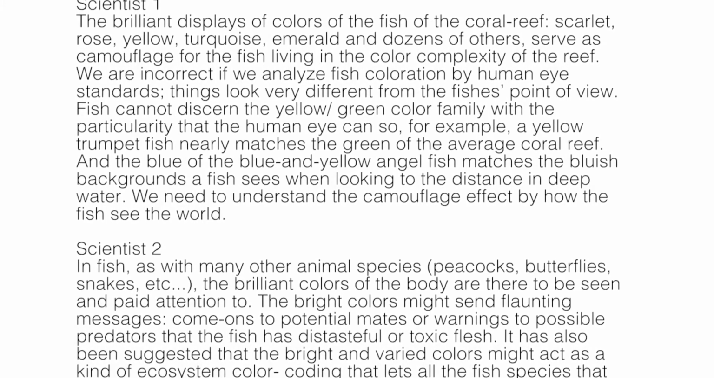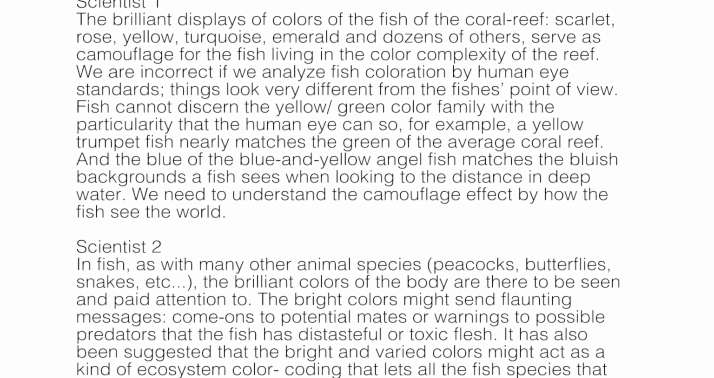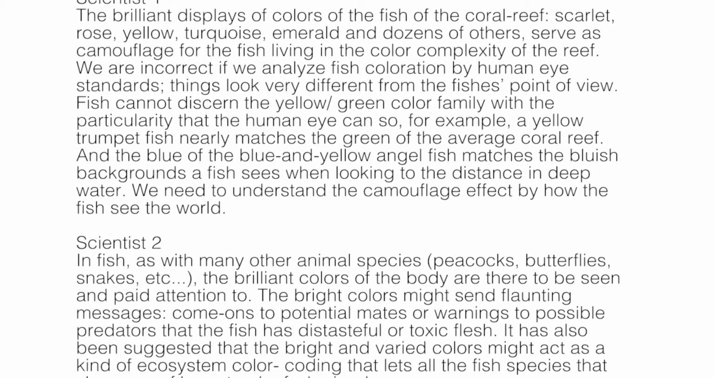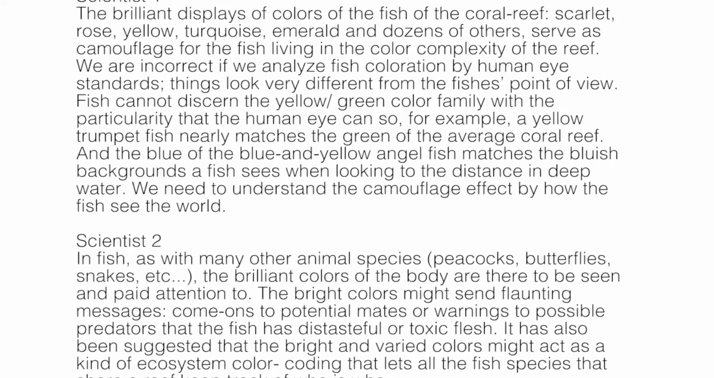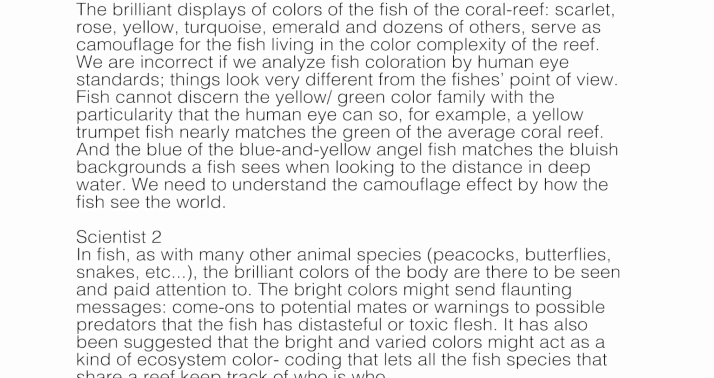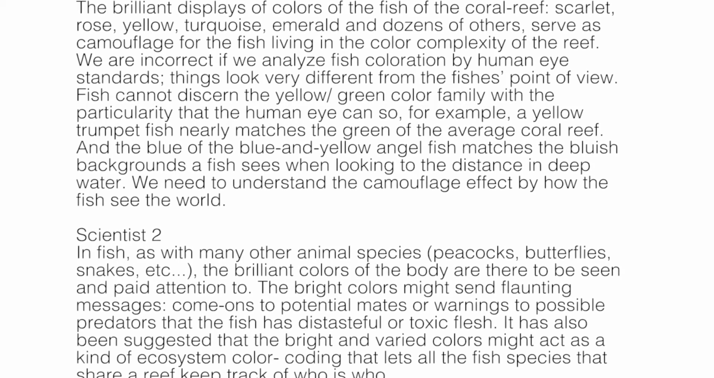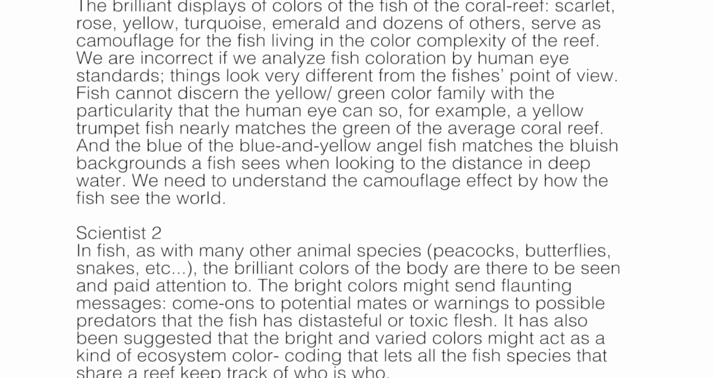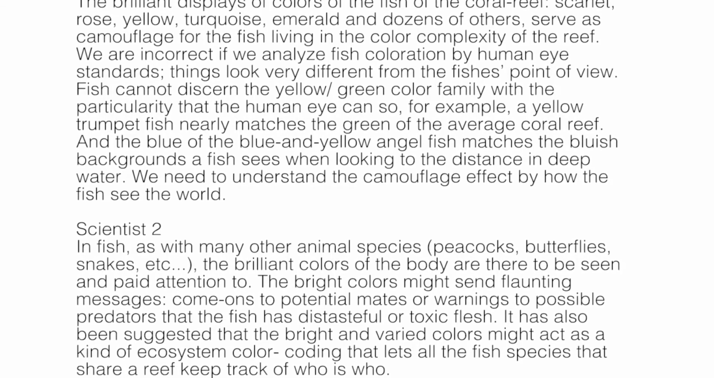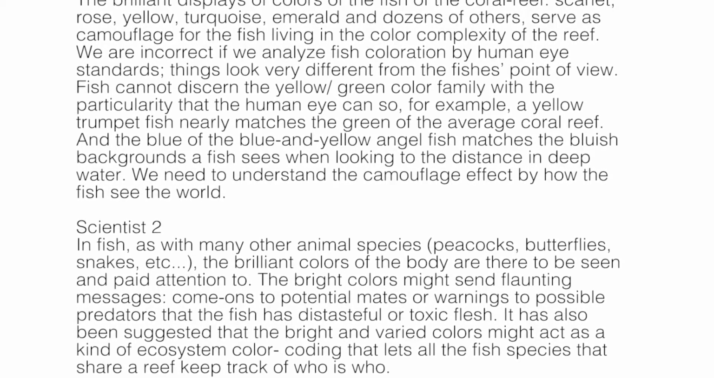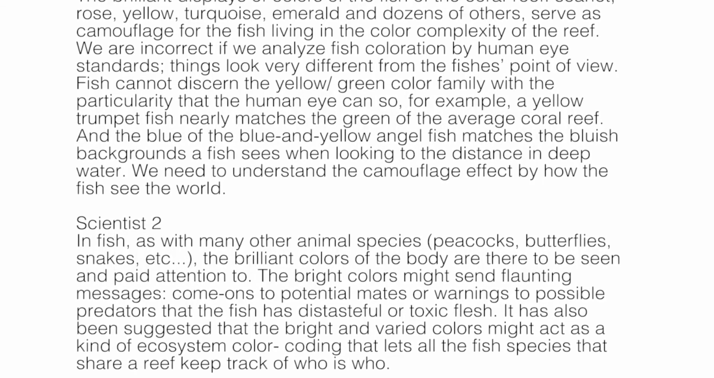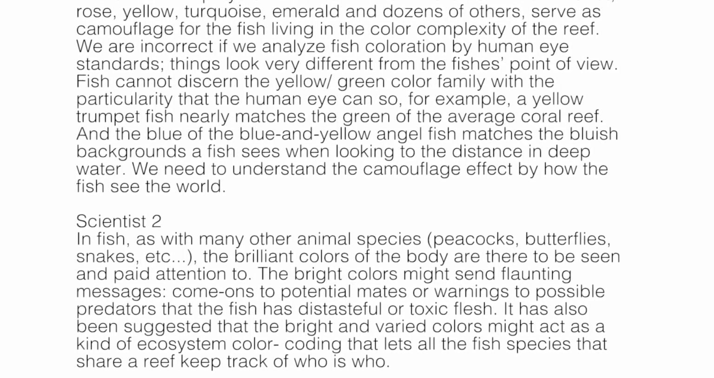We are incorrect if we analyze fish coloration by human eye standards. Things look very differently from fish's point of view. Fish cannot discern the yellow-green color family with the particularity that the human eye can. So, for example, a yellow trumpetfish nearly matches the green of the average coral reef, and the blue of the blue and yellow angelfish matches the bluish backgrounds a fish sees when looking into the distance in deep water. We need to understand the camouflage effect by how the fish see the world.